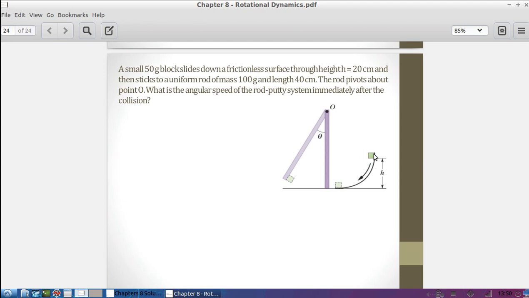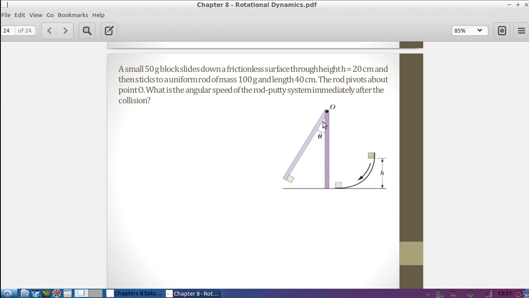So I have to find the speed that this block has before it hits. I want to treat this like the previous problem, like it's a bullet. We're going to model it as a point particle, just like with the bullet. I'm going to use energy concepts to find the speed of this block.